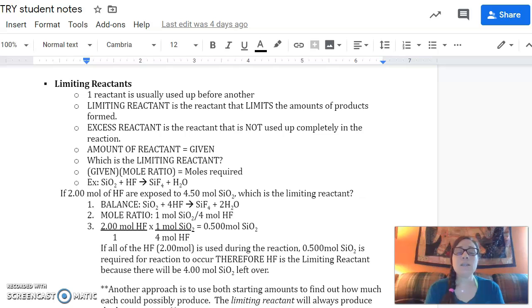So in a reaction, generally one reactant is used up before the other. There's really not too many times where you're going to have the perfect amount of all of your reactants to create some amount of product. Usually you have enough of one reactant to make so much product, but then you have some of the other reactant left over at the end.